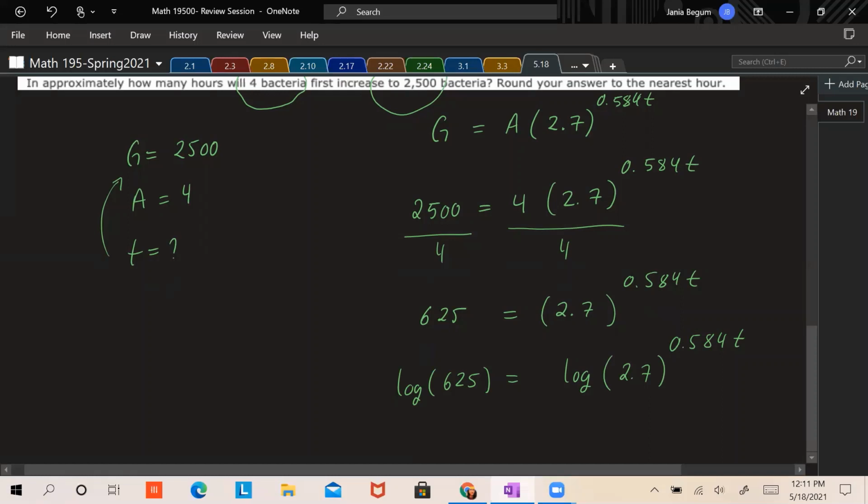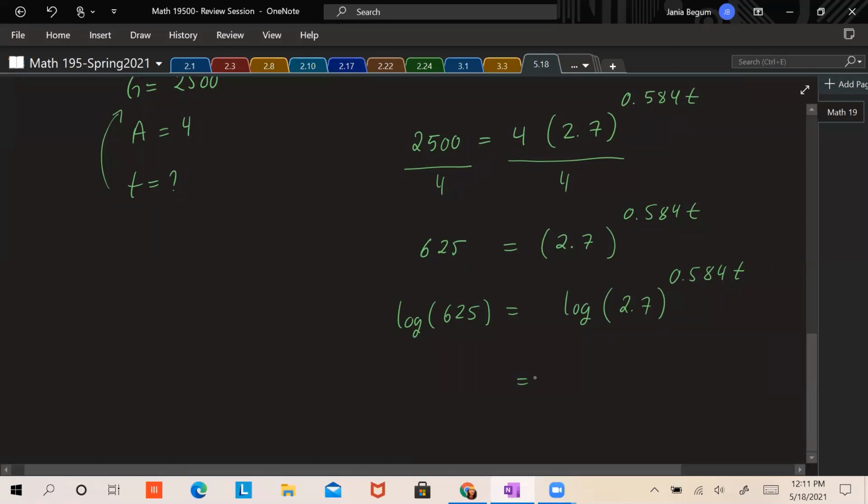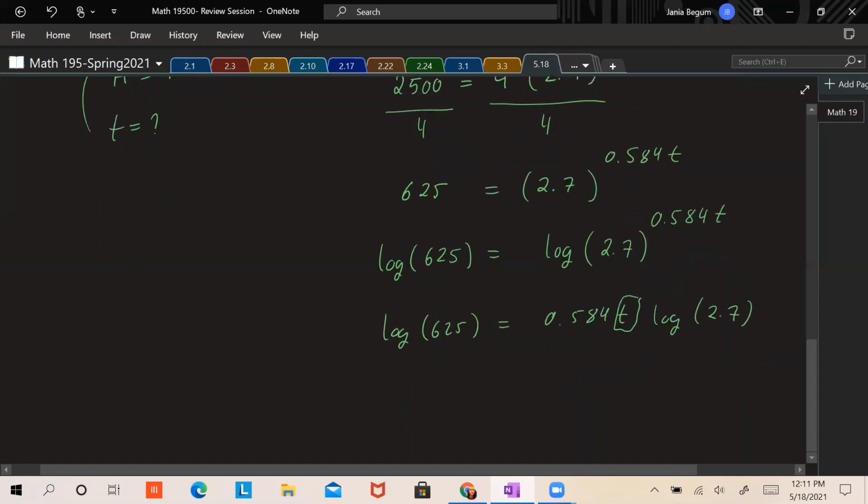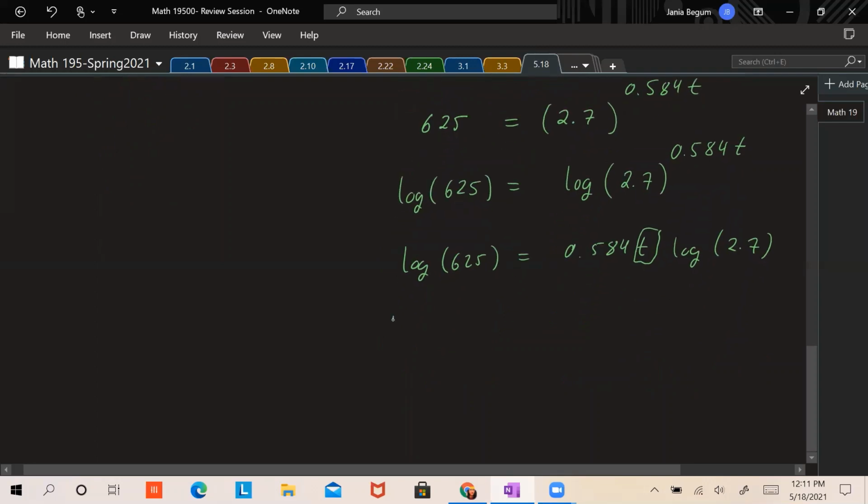So now I can bring down the exponent because that's the property of logarithms. So we have 0.584 times t times log of 2.7. And then we have log of 625 on the left side. And then the last thing is to solve for this variable t. So I divide by everything that multiplies t. So we have log of 625 over 0.584 times log of 2.7.